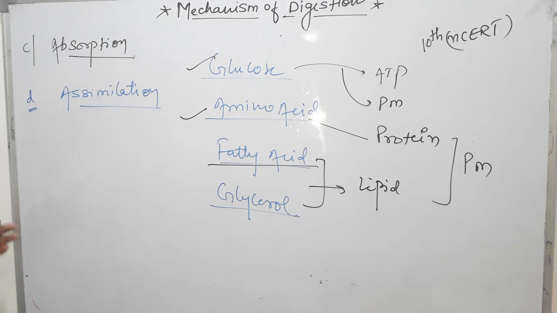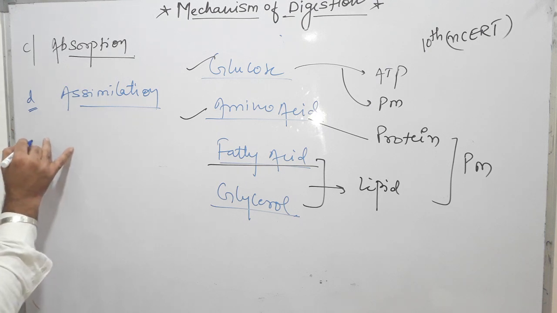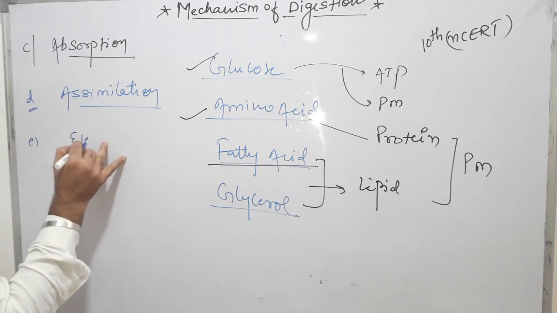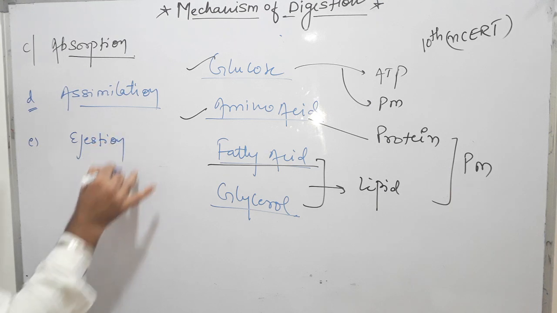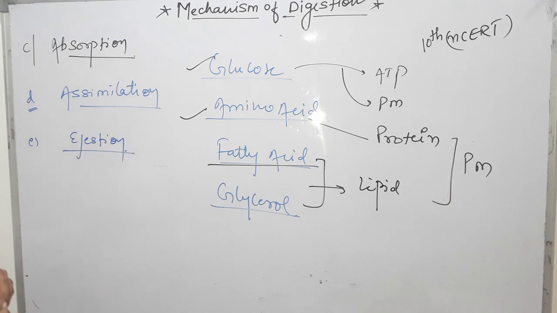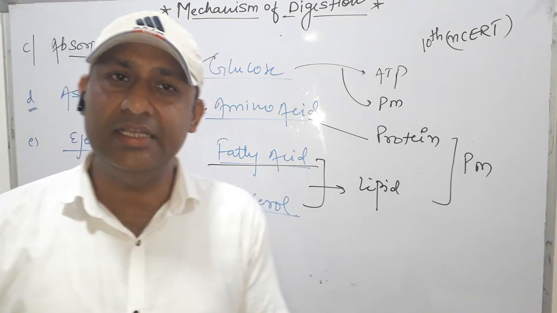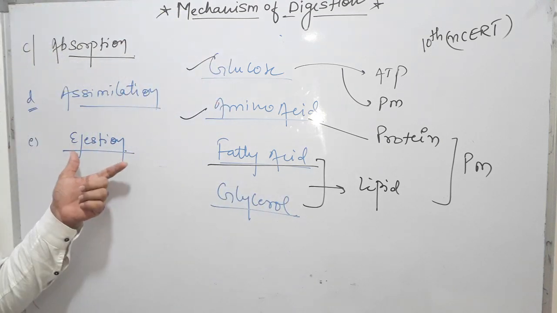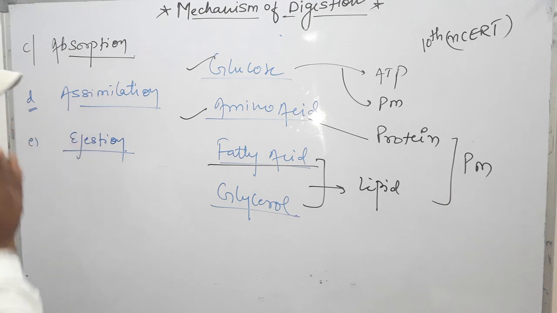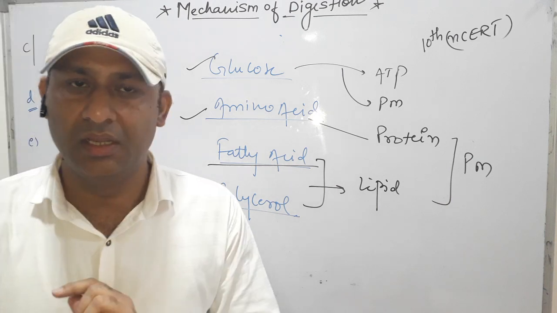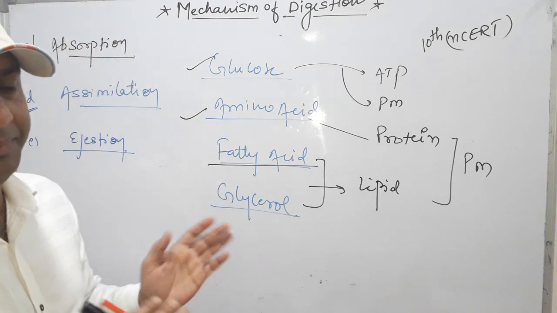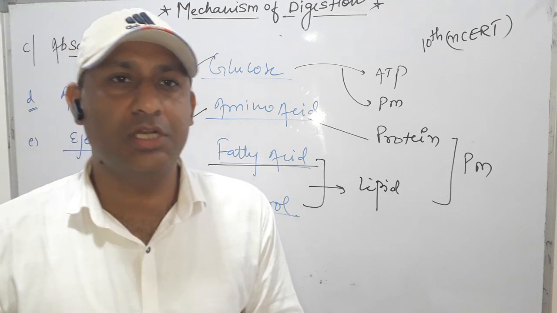After assimilation, the next topic is egestion. It means the undigested food which is released into the rectum and then released from the body, which is called egestion. So it is the complete mechanism of nutrition in human beings. It was the last topic related to this chapter. So it is complete nutrition in human beings.